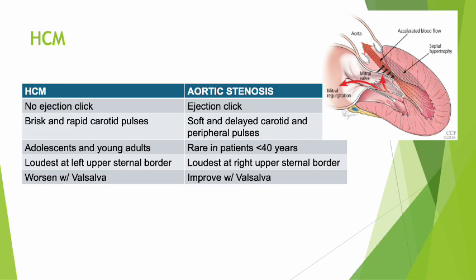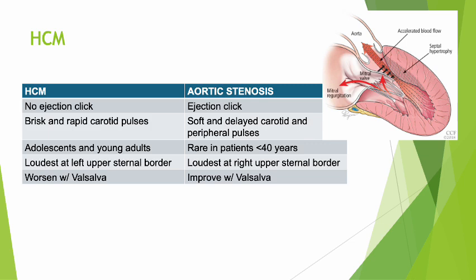There should be no ejection click, while for AS you might have an ejection click. The carotid pulses might be softer and delayed in AS, but they should be brisk and rapid for HOCM. On your exam, aortic stenosis is going to be rare in patients who are less than 40 years of age, and HOCM is going to be more common with younger adults and adolescents. And HOCM is going to be loudest at the left upper sternal border, while AS is loudest at the right upper sternal border.